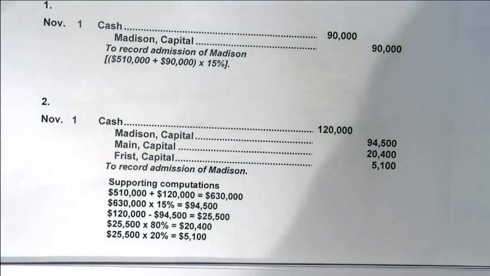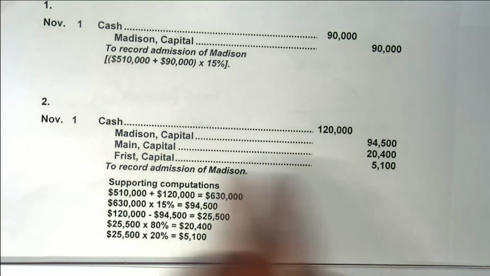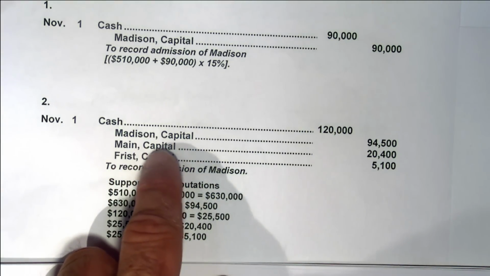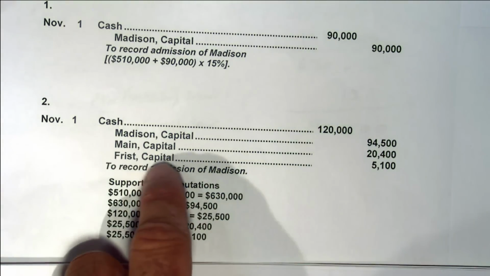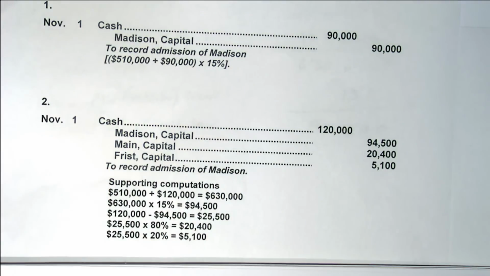25,500. 25.5? Yeah. We don't divide that equally though, do we? 80/20. 80/20. Okay. So did you get a credit to capital for Maine for 20,400 and a capital for Frist for 5,100? Okay. That's just 80% and 20% of the amount needed to balance that JE. Cool? All right, let's look at the last example.